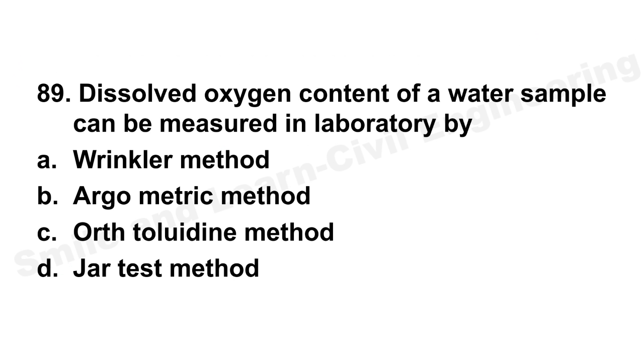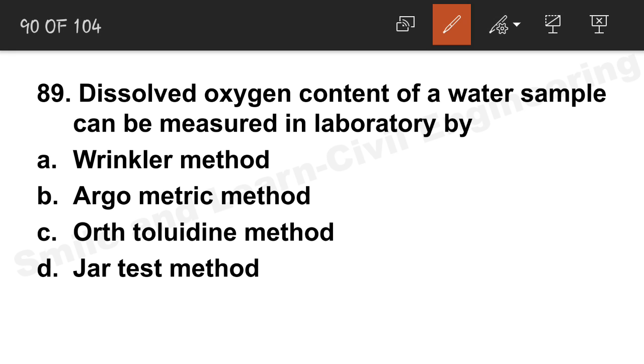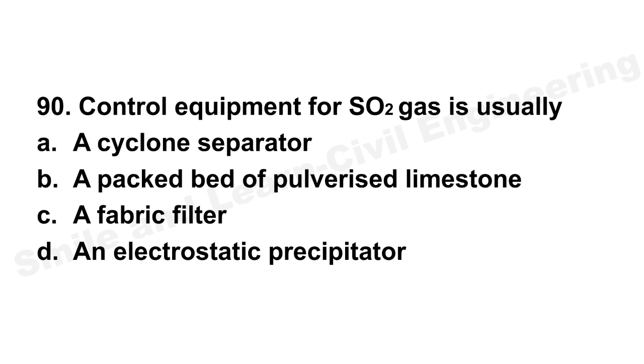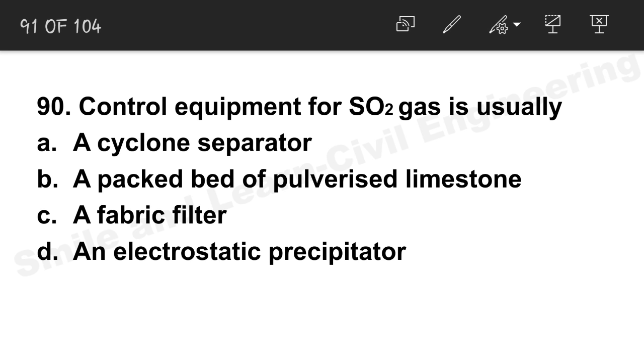Question number 89, dissolved oxygen content of a water sample can be measured with. So DO we measure with, we all know this answer, that is the Winkler method. Option A is the correct answer. Question number 90, control equipment for SO2 gas. SO2 gas control equipment, particularly for SO2, it is electrostatic precipitator since it arrests the gaseous stream, okay. Cyclone separator and all these, ESP doesn't particularly arrest the SO2, but since the pollution level is controlled by it, therefore the correct answer I think is option D.